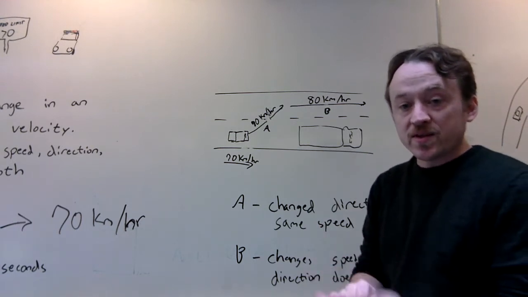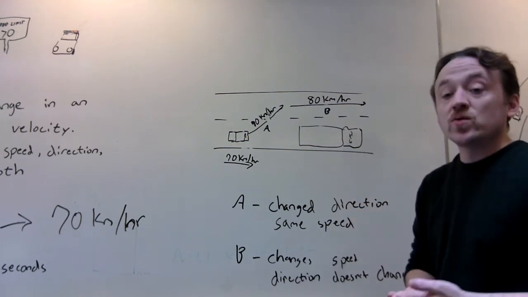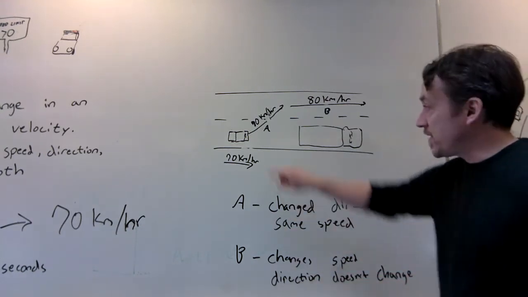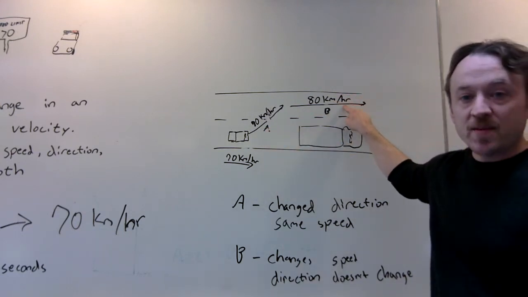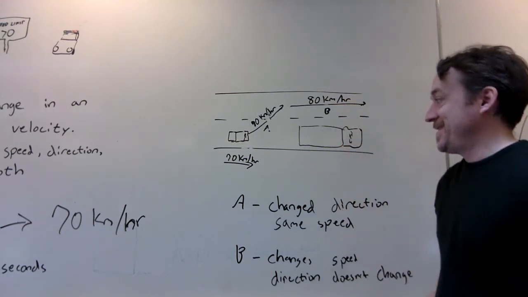So this goes back to velocity. I'm saying speed here on purpose to indicate that difference between velocity and speed, because the velocity is changing here because it's changing direction. The velocity is changing here because it's changing speed. Velocity is speed and direction.